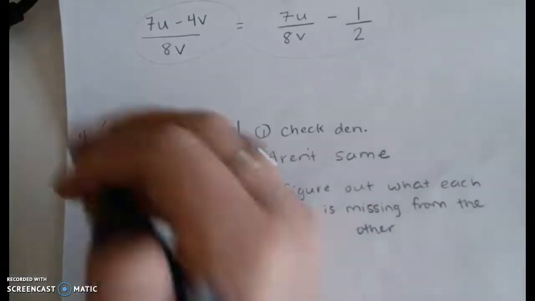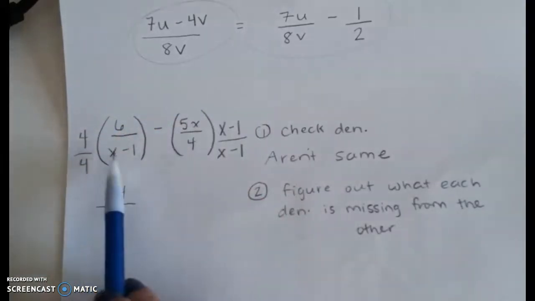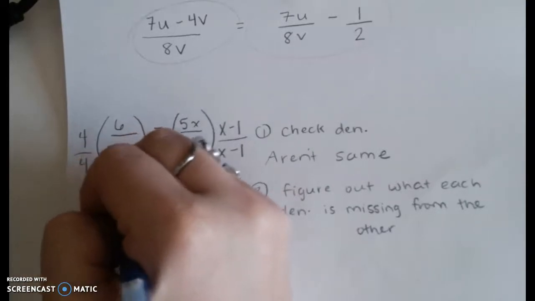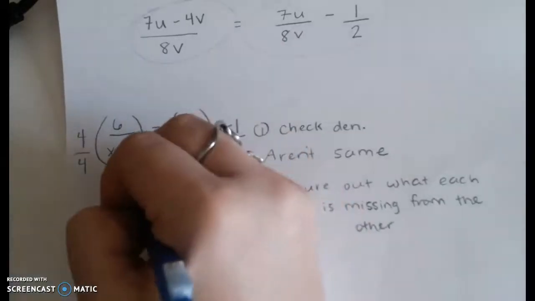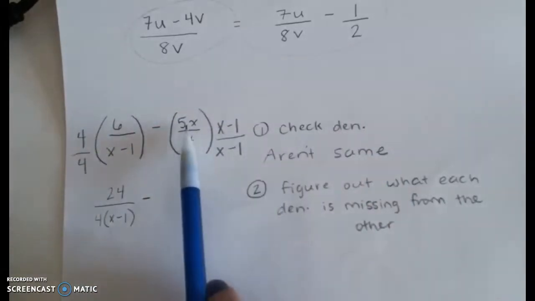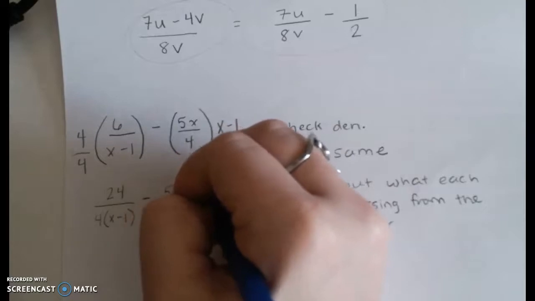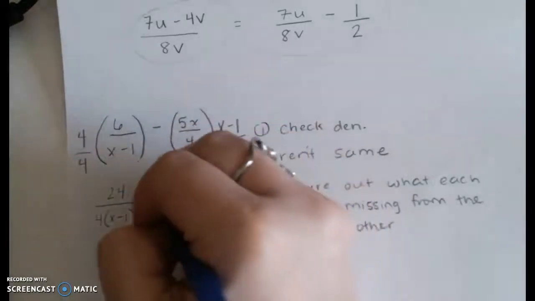6 times 4 is 24. And 4 times x minus 1, I'm just going to keep that in its unsimplified form because we might be able to cancel some stuff out. And then we have this side. So we have 5x times x minus 1. And we have 4 times x minus 1.